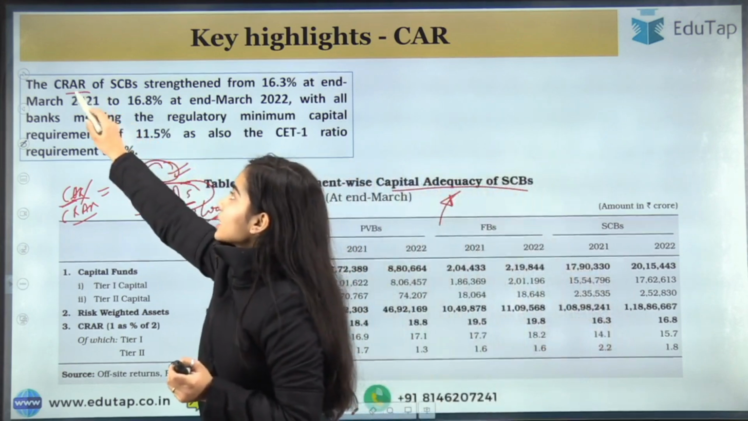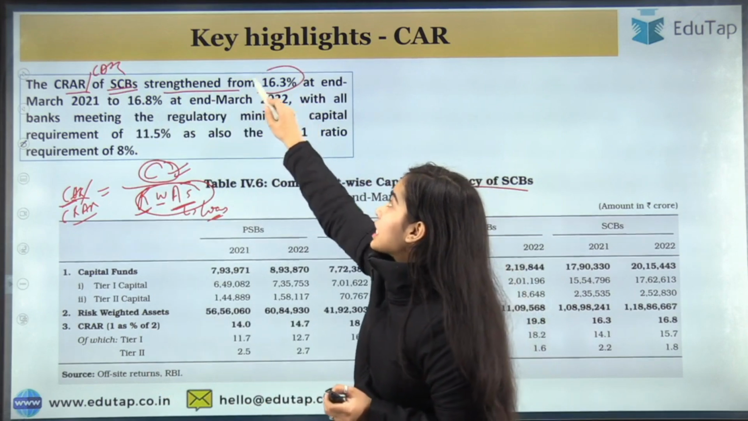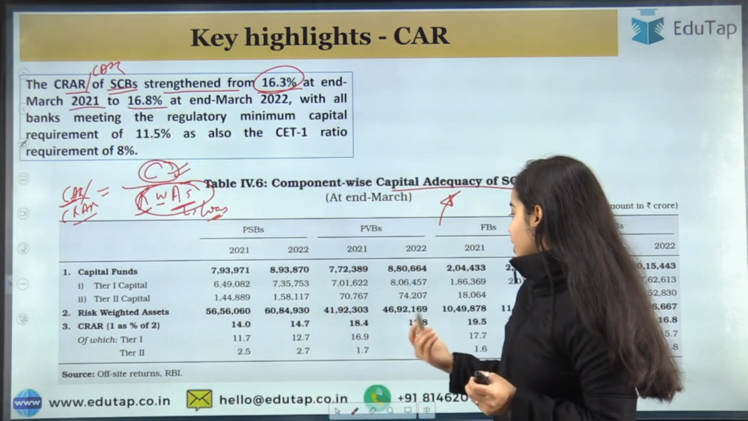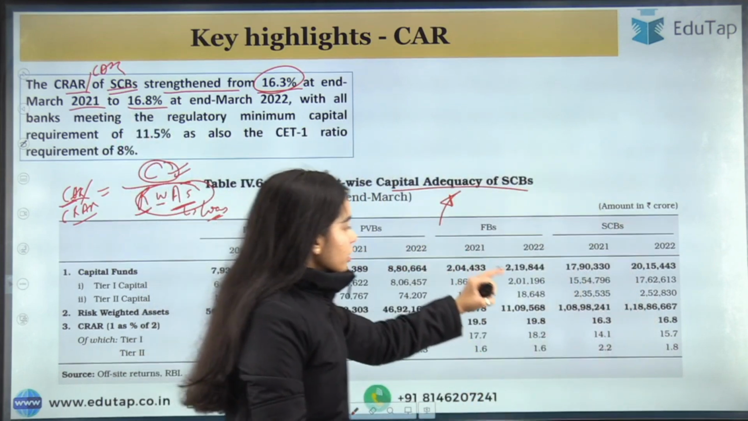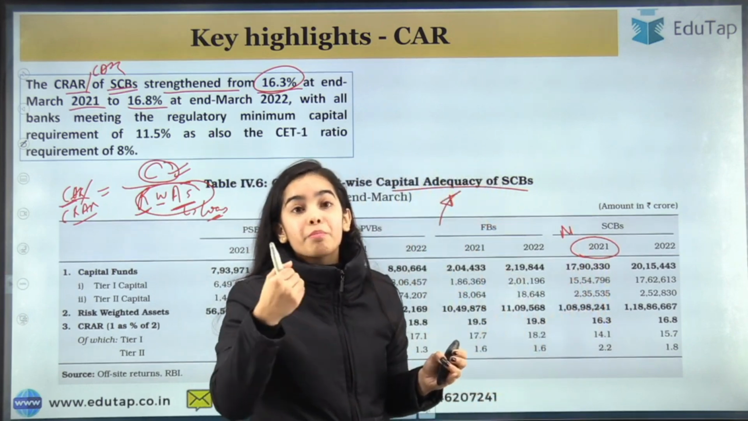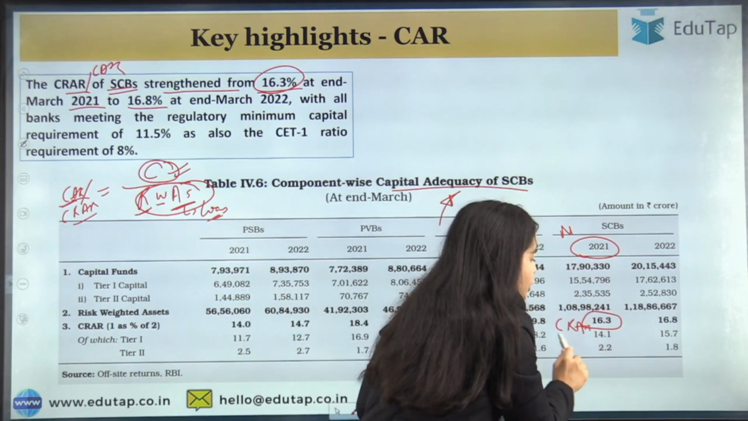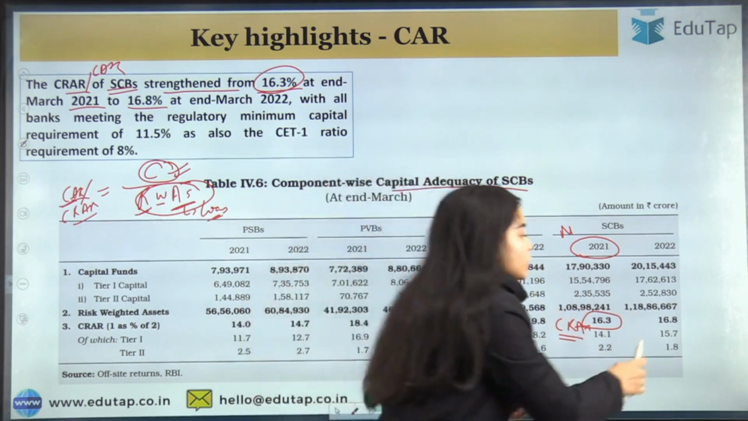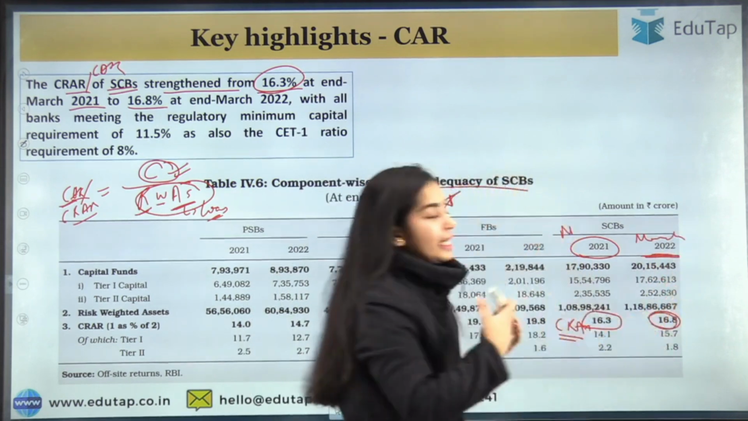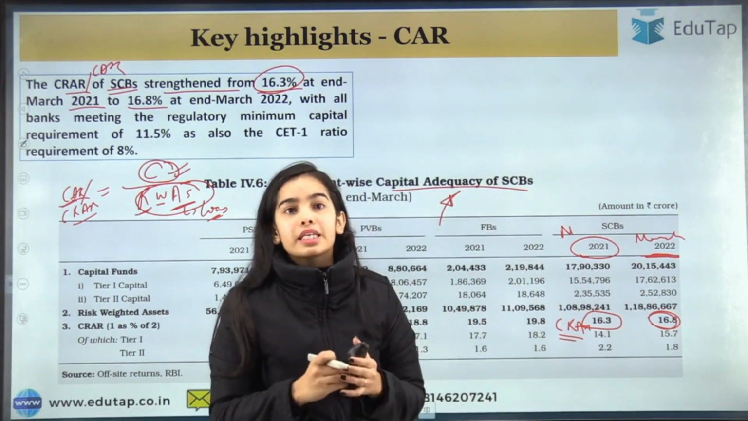and the CRAR, or the capital adequacy ratio, of the scheduled commercial banks strengthened from 16.3% at the end of March 2021 to 16.8%. So here you can see that for the financial year that ended in March 2021, the CRAR was 16.3%, which increased to 16.8% in March 2022, the year that ended in March 2022. So this is the increment that we have seen in the CRAR.